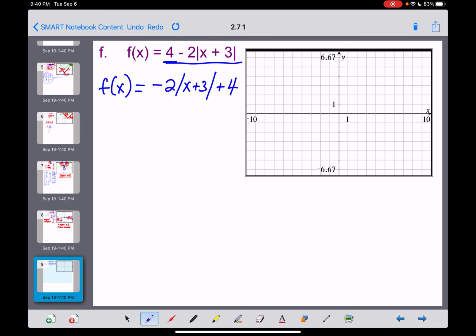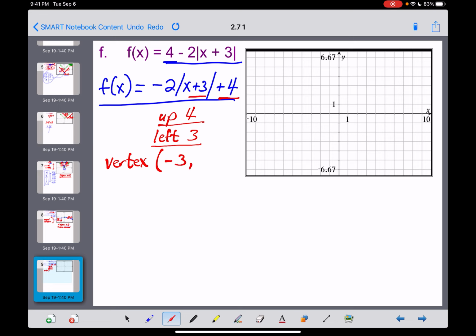Now, the significance of that is that this version is more in line with what you are used to seeing. First things first, there's a number added at the very end right there. That means that our graph is moving up 4 units. The next thing I see, there's a +3 inside the absolute value. That means that this graph is shifting left 3 units. Now, when you put those two pieces of information together, that tells us that our vertex, instead of being at the point 0, 0, is at a point that's left 3 units from the origin and up 4. That is the ordered pair -3, 4. And that should be our vertex.